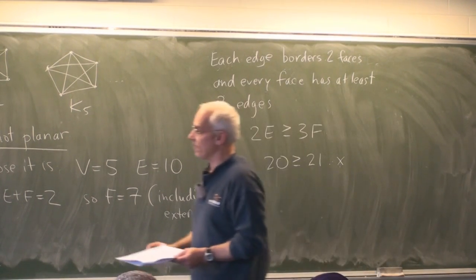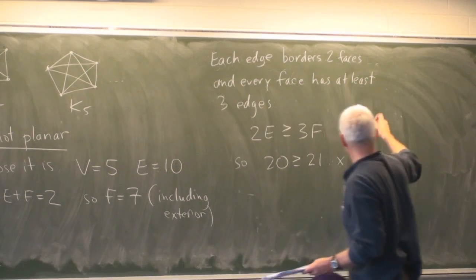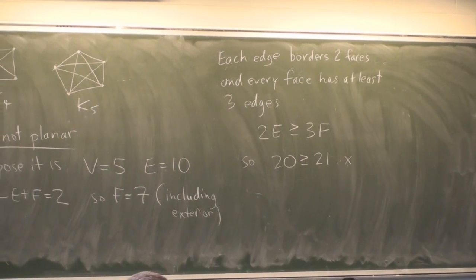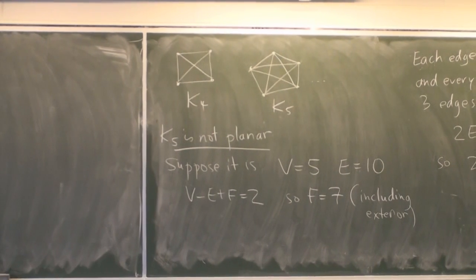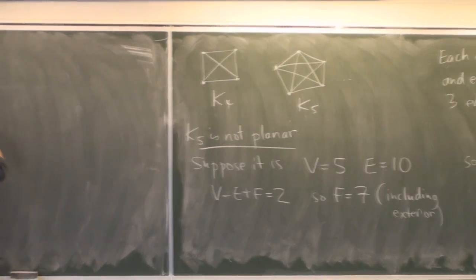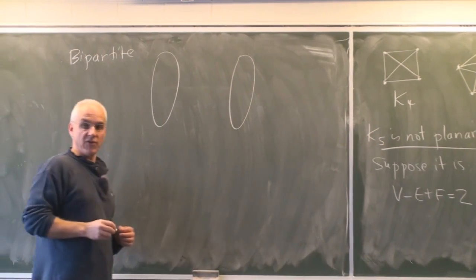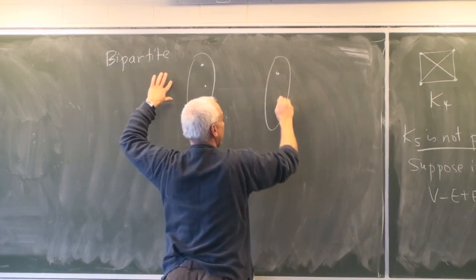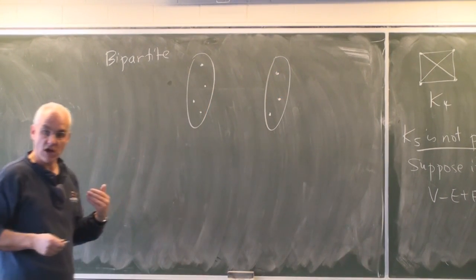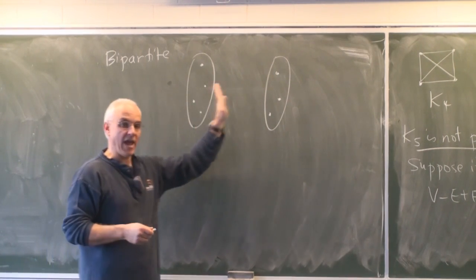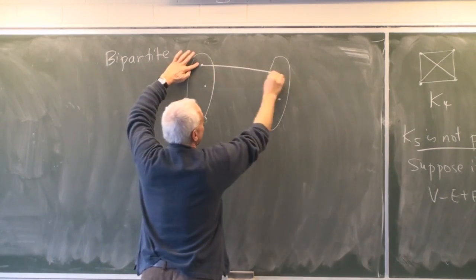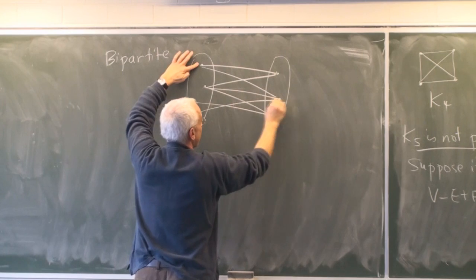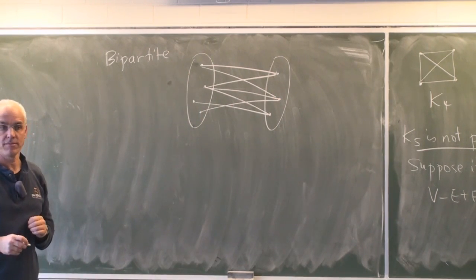There's another important graph that's not planar, and that's obtained by looking at the bipartite complete graphs. So a graph is called bipartite if we can group its vertices into two disjoint sets, so all the vertices of one kind on this side and all the vertices of another kind on this side, so that all the edges are between vertices in this set and in this set. So something like this. That would be an example of a bipartite graph.